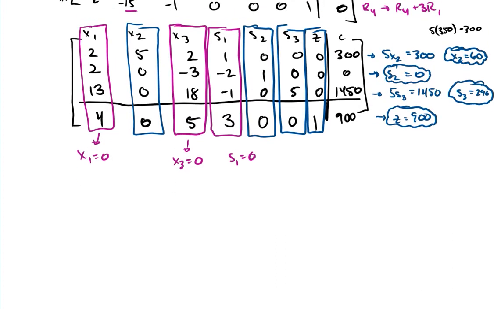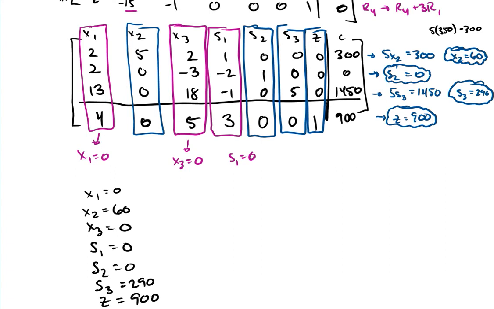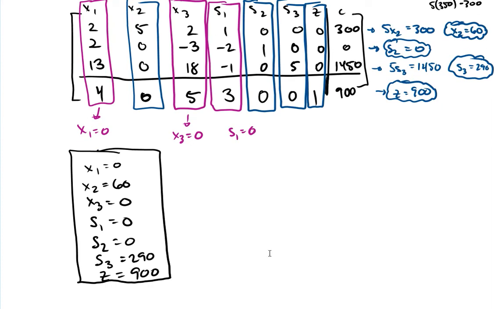So we did the pivot. We have the answers. And then just to put it in order, we've got x1 is 0. We have x2 over there was 60. x3 is 0. s1 is 0. s2 was also 0. s3 over there is 290. And then our z is 900. So that's all the variables set equal to something. There we go. Okay, so that's it. So there's our process. That's one pivot.